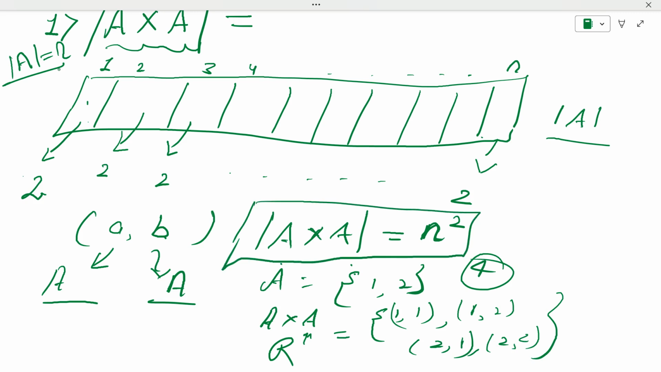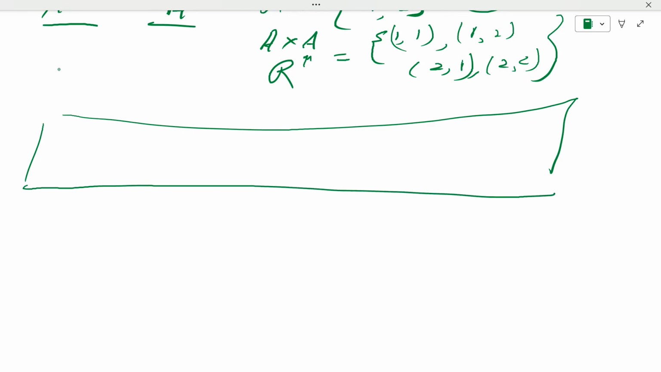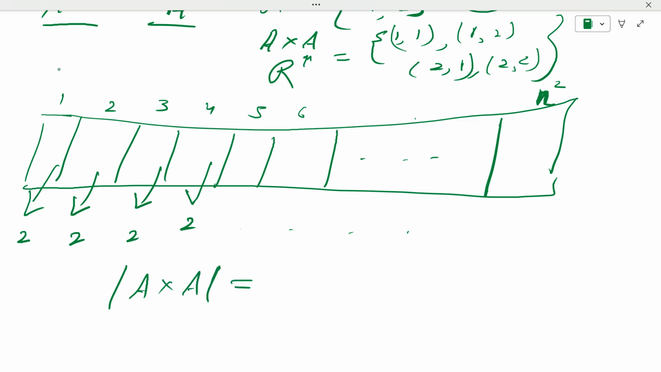Okay, now if we are asked about the total number of relations on A cross A, altogether we have n square elements. For any relation, we need to see whether each ordered pair is present or not, like for 1, 2, 3, 4, 5, 6, and so on up to n square. So there will be n square combinations, and we will see whether each combination is present or not. So there are two possibilities, present or absent. So the total number of relations defined on A cross A can be 2 raised to the power n square.